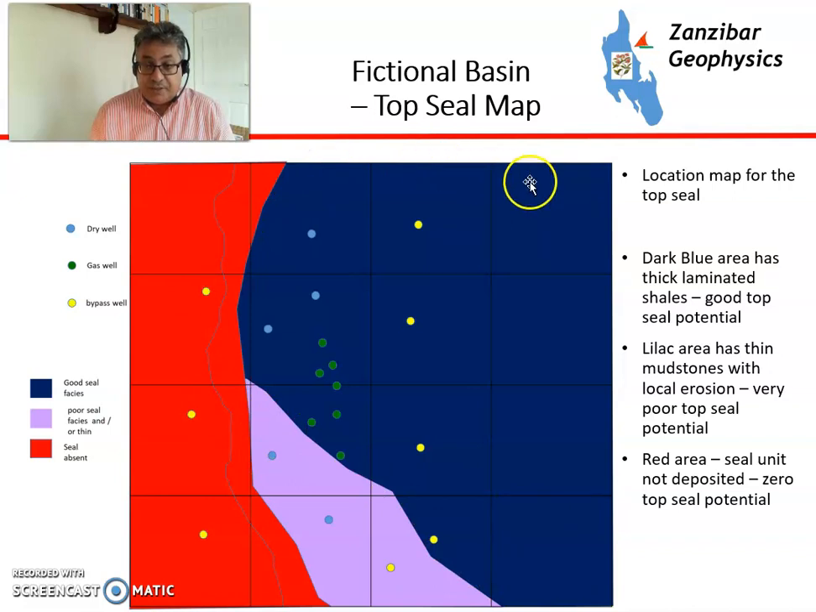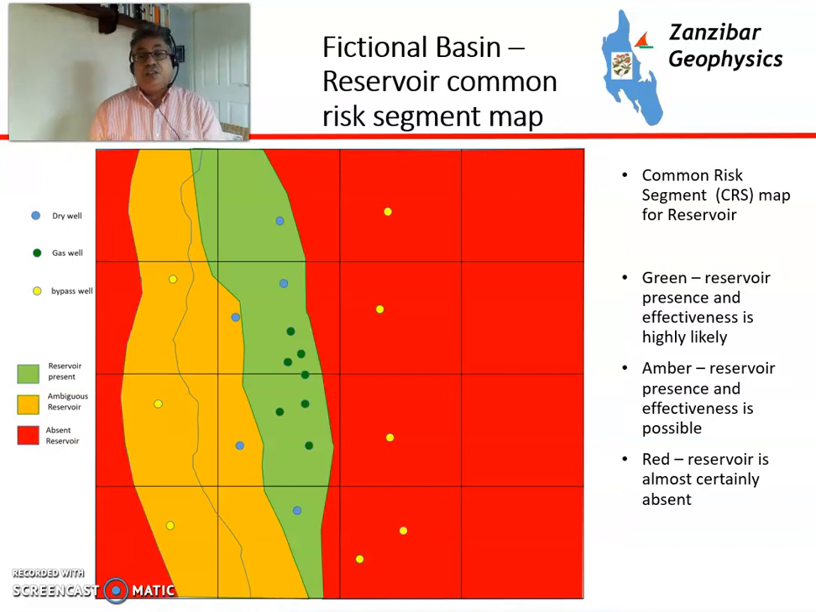So the dark blue area are laminated shales, which are relatively thick, low permeability, good seal. Lilac area, thinner mudstones, perhaps a bit of local erosion, more potential for leakage, and in the red area, the seal rock is absent. So you have an idea of where things are from your depositional environments. You then move to common risk segments.